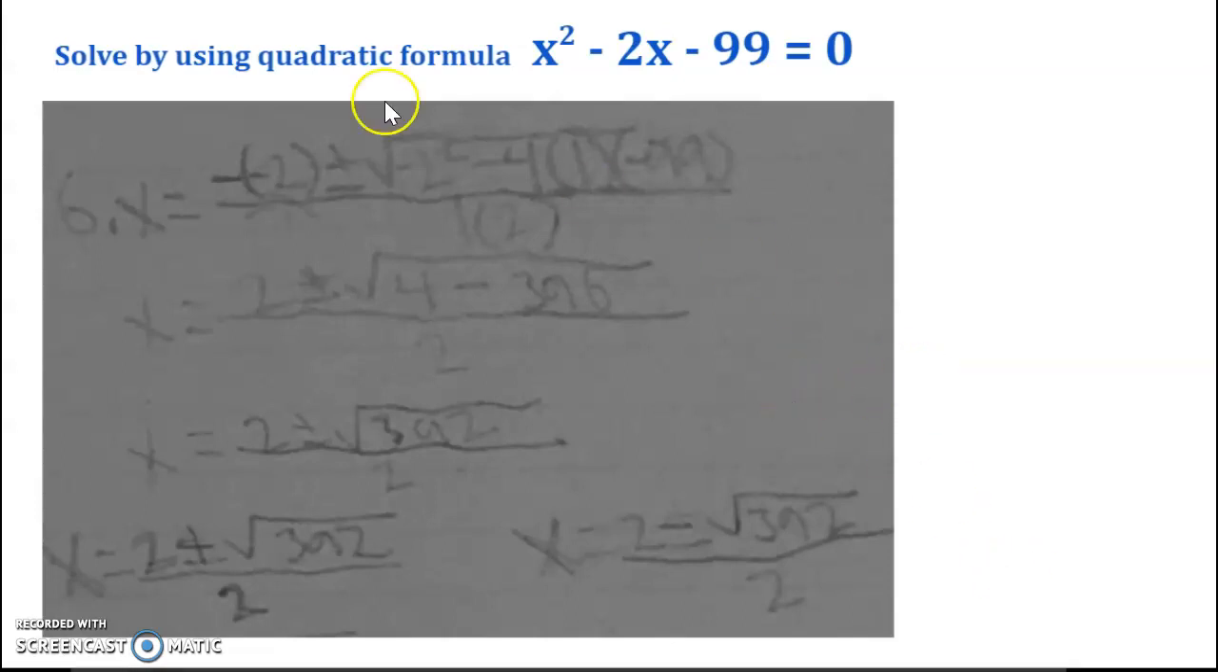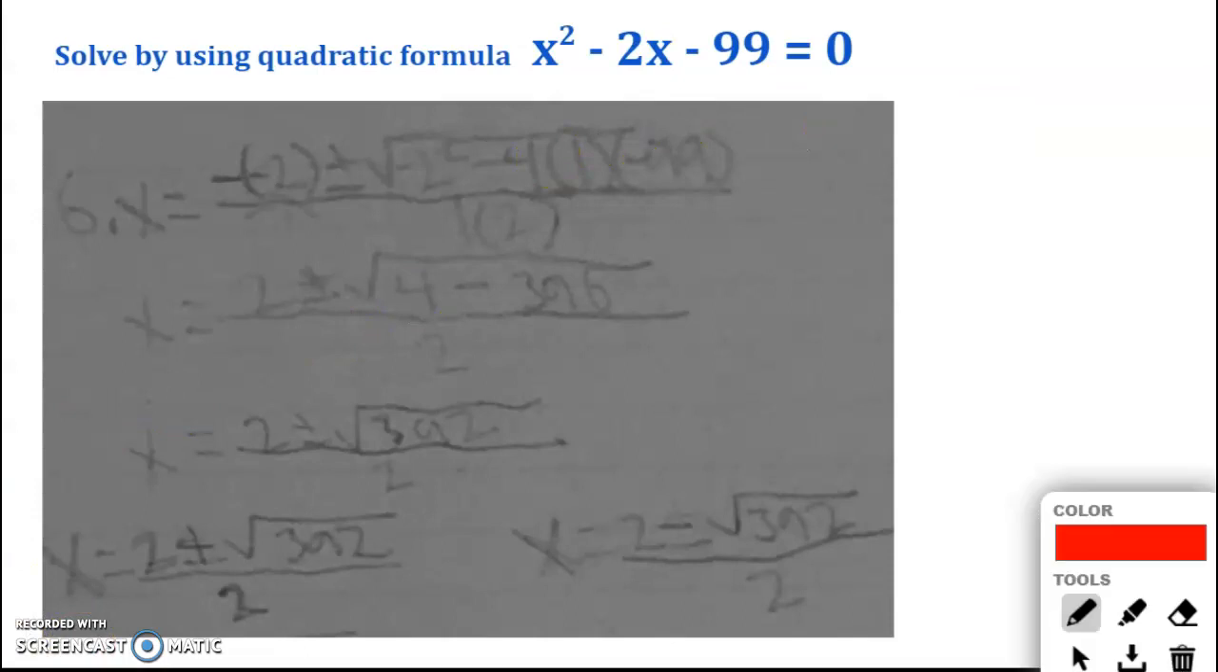Okay, this problem was number 6 on homework number 13, where he's supposed to solve using the quadratic formula x squared minus 2x minus 99 is equal to 0. I like many things that this student is doing, but it also shows a very typical common mistake, and that is part of the reason that I am showing you.